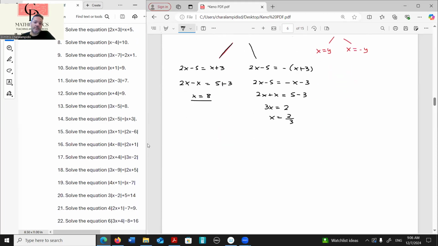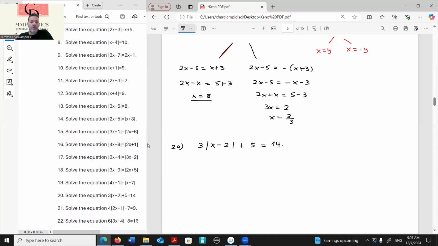Let's do 20. 3x minus 2 plus 5 equals 14. And of course, while I'm doing them, I cannot pause myself, but you can pause the video while I'm doing them. You can try to solve it by yourselves and then return back to see the solution. That would have been a more proper way to self-study.